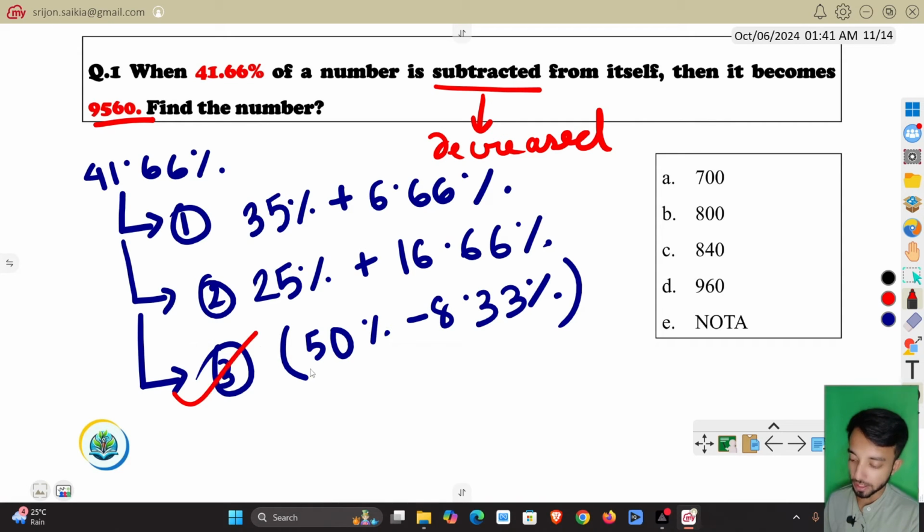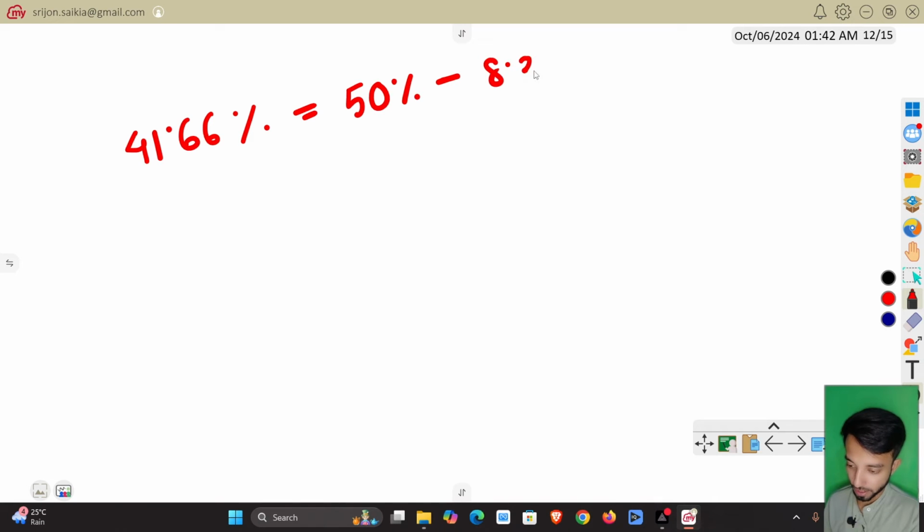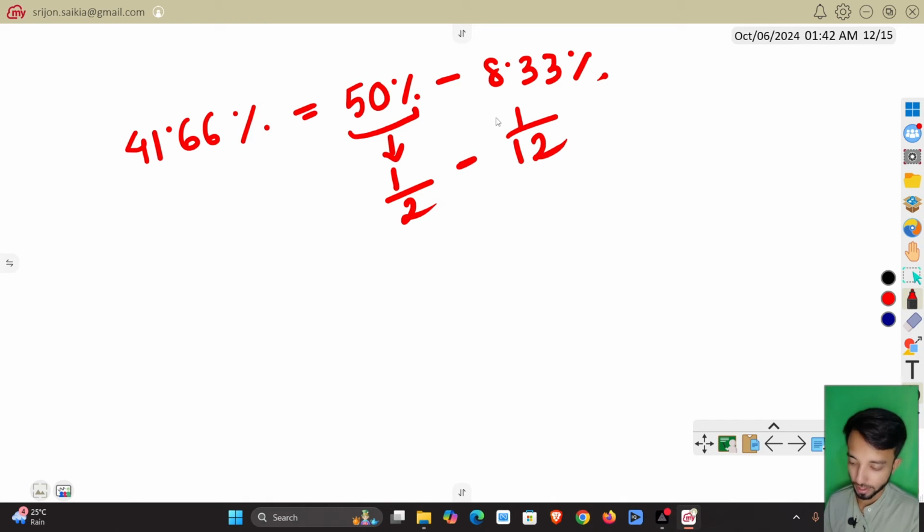Let's take the third one because it's kind of unique, there is minus. Till now, we have only done plus. Let's solve this question with the third one. 41.66% is equal to 50% minus 8.33%. We know the value of 50% is 1 by 2, minus the value of 8.33%, which is 1 by 12, right?